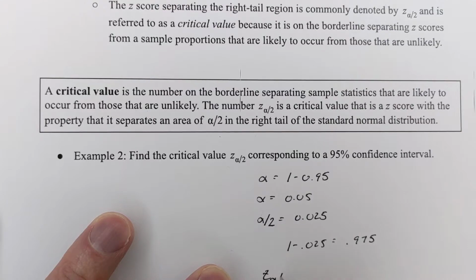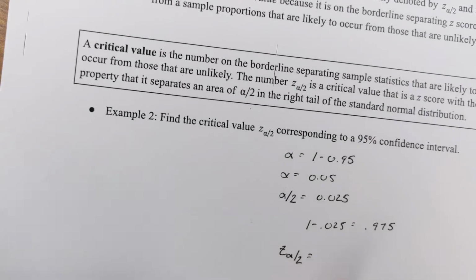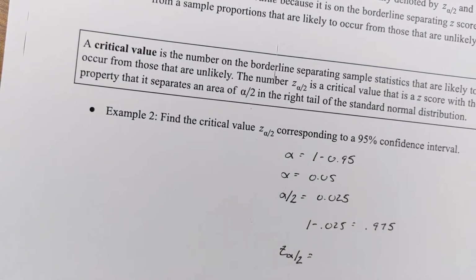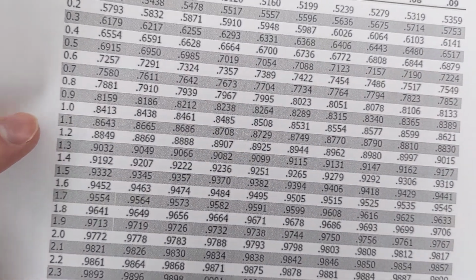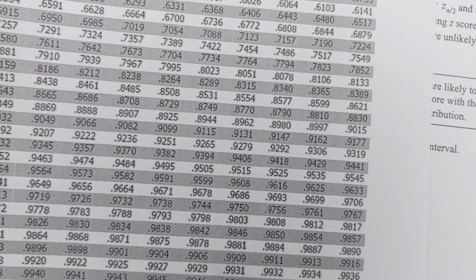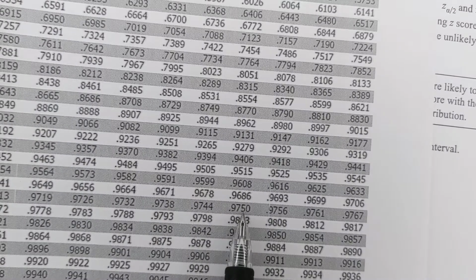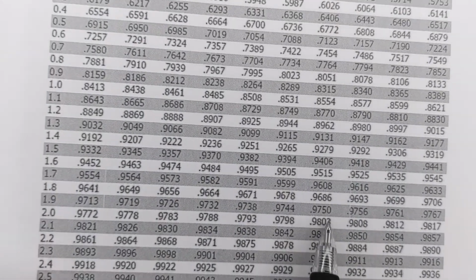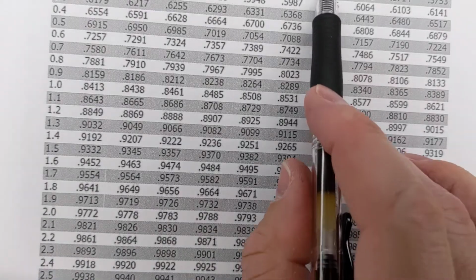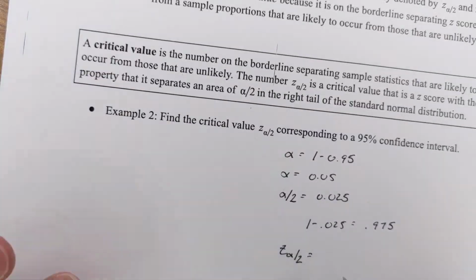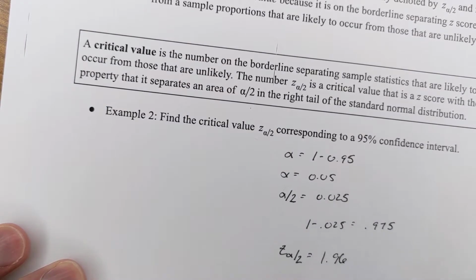So for this problem, I have to go to my handy dandy table and find 0.975. 0.975 right there. So that row is 1.9 and going up is 0.06, so 1.96.